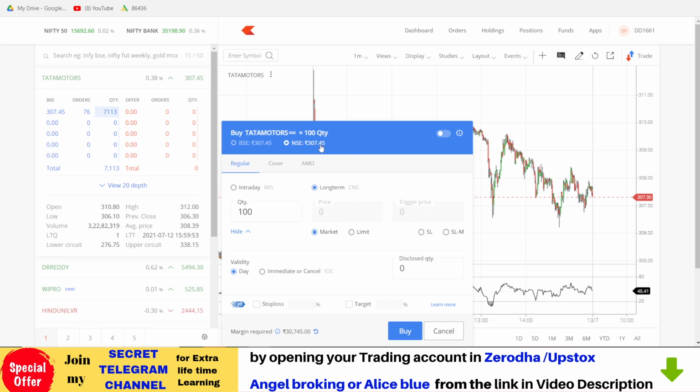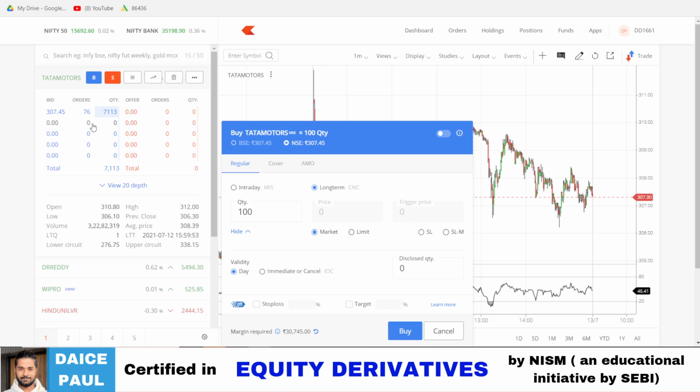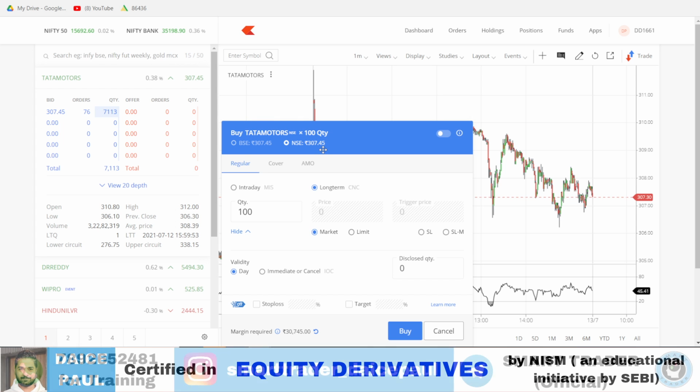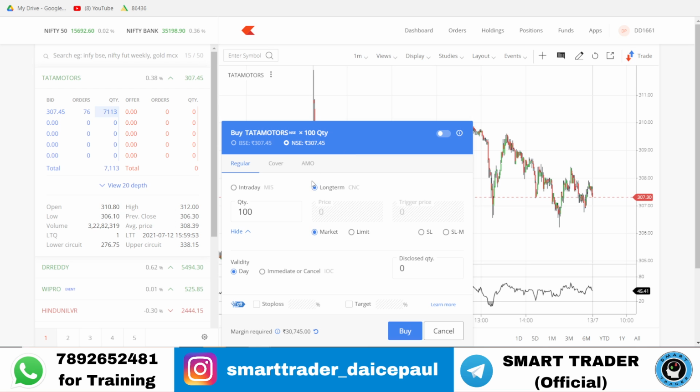If there are no 100 shares available, only 50 shares, then what will it do? It will buy 50 shares at this value and the rest from the next, higher value. Let's say around 307.50. Because some seller has to sell when you are buying. That's how the orders match, and then you get the shares in your account. So you hit buy, it will buy in the market.